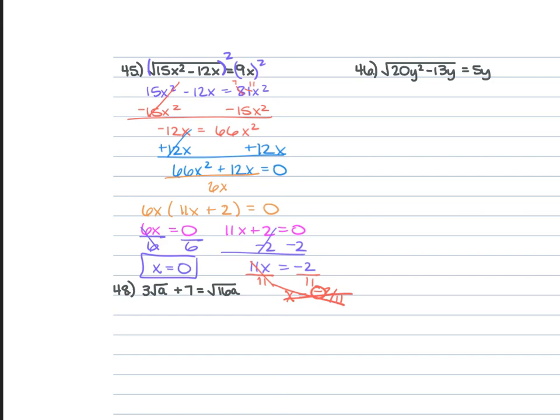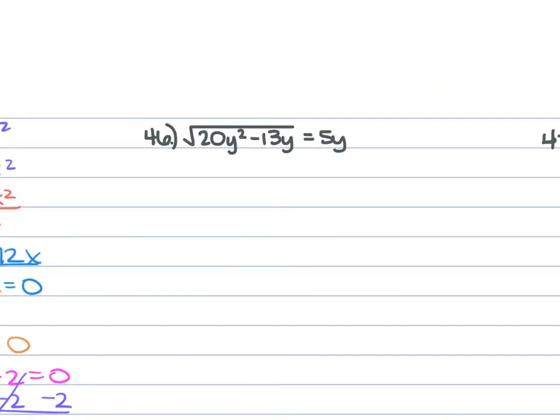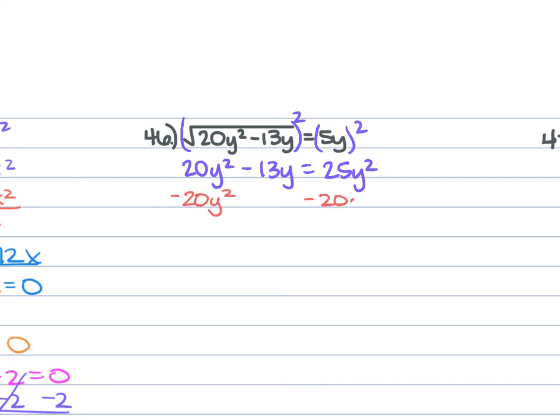For our next one, we have 46, which is the square root of 20y squared minus 13y is equal to 5y. Radical is isolated, square both sides. So 20y squared minus 13y is equal to 25y squared. I'm going to move everything over to the right side, just that way my a is positive here. So I'm going to subtract 20y squared from each side to give us negative 13y is equal to 5y squared.